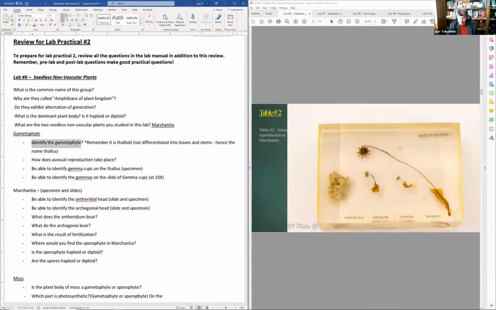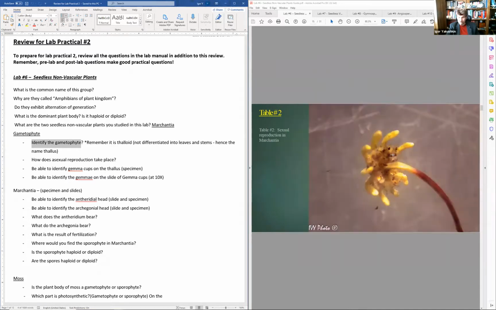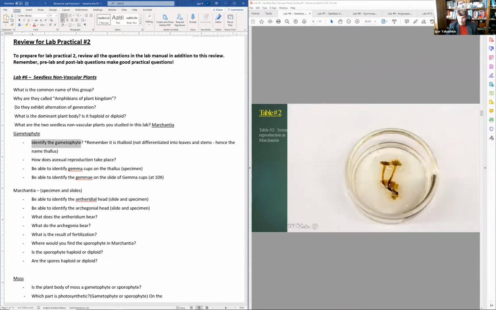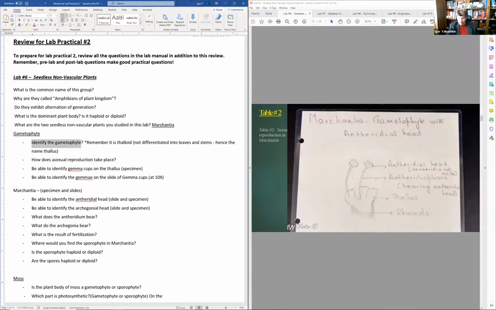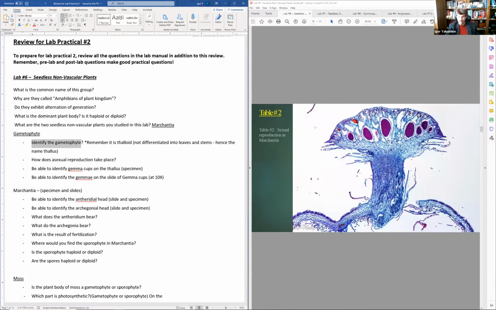Again, here we're looking at the archegonial head, and this is where the sporophytes will start growing on the bottom part. Now the antheridial head: more like an umbrella without those cuts, so to speak. Now we're looking at the antheridial head, and these are the sperm sacs.